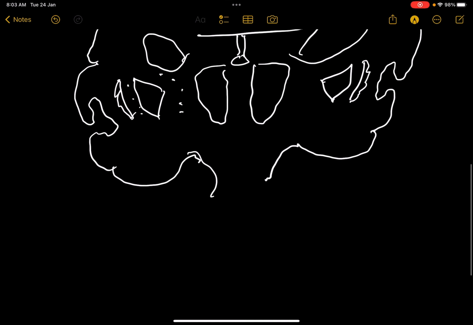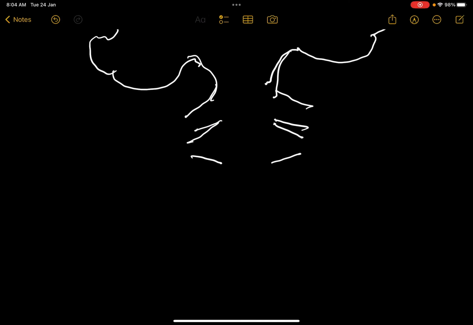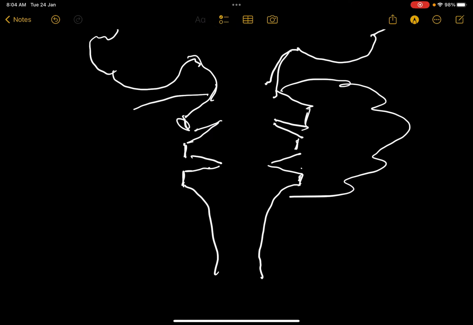Then here is the midbrain connected to the cerebellum by the superior cerebellar peduncle. Then you have the pons connected to the cerebellum by the middle cerebellar peduncle, and finally you will have the medulla connected to the cerebellum by the inferior cerebellar peduncle, and this is the cerebellum, which is the secretary of the cortex.